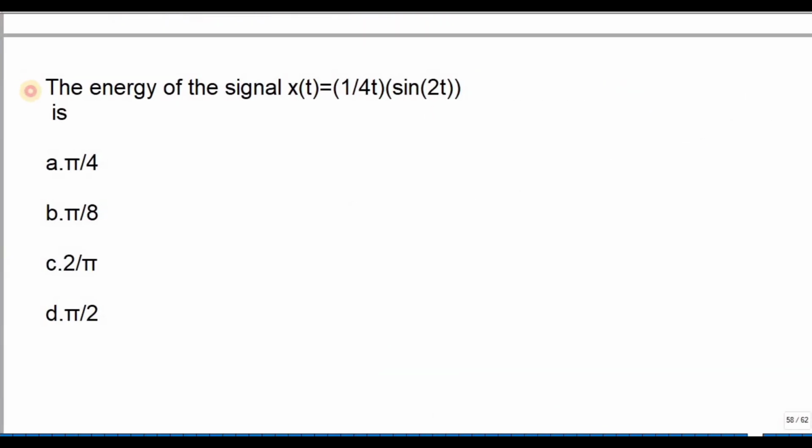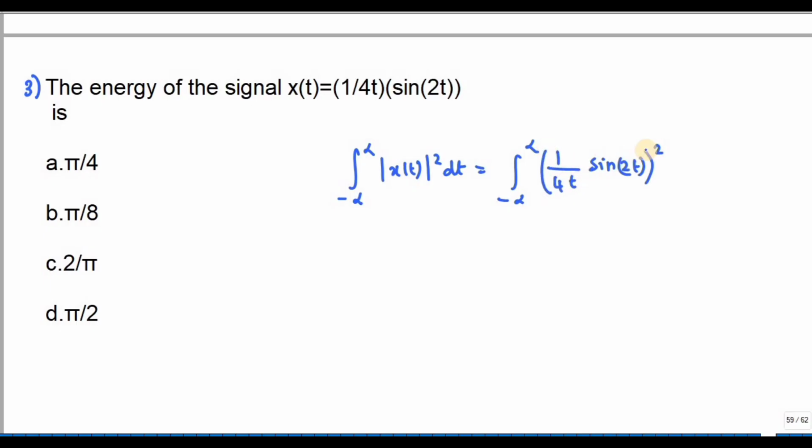The second problem is to find the energy of the signal x of t equal to 1 by 4t into sine 2t. These are my options. You know the formula for energy, right? The integral from minus infinity to infinity of modulus of x of t the whole square dt, that is equal to the integral from minus infinity to infinity of modulus of 1 by 4t sine 2t the whole square dt.